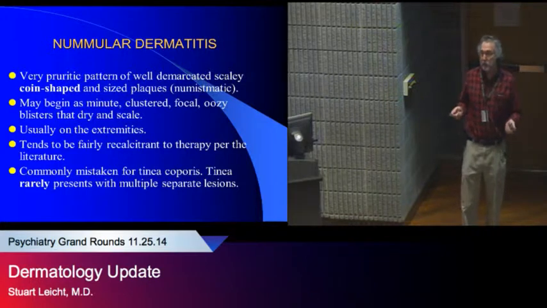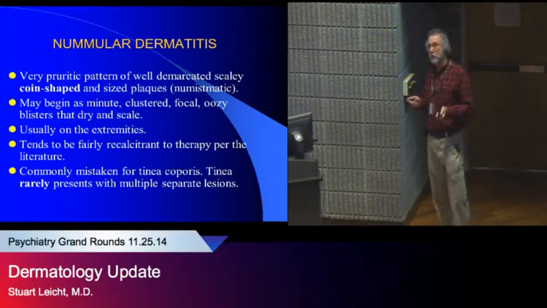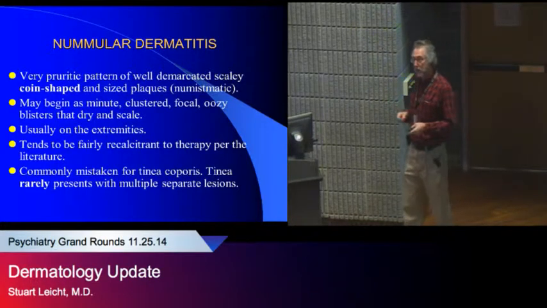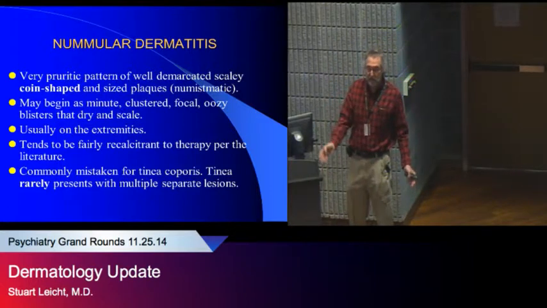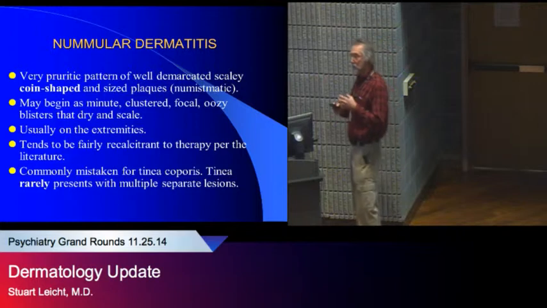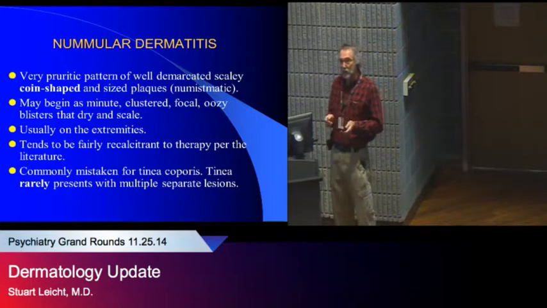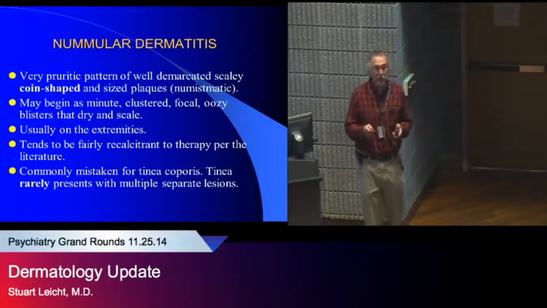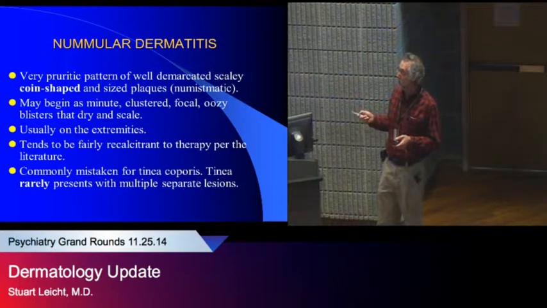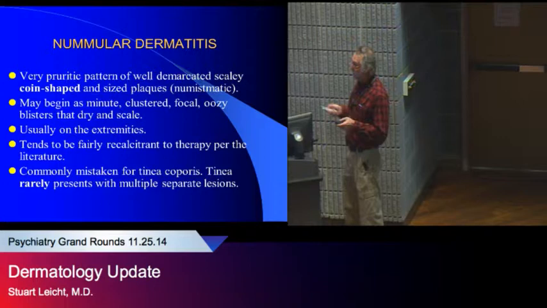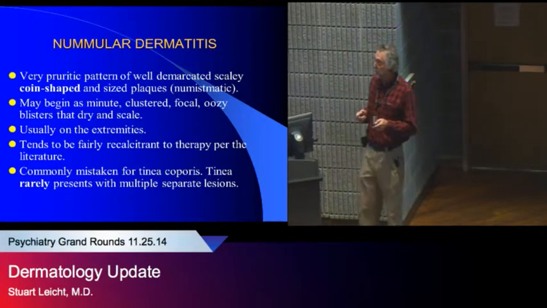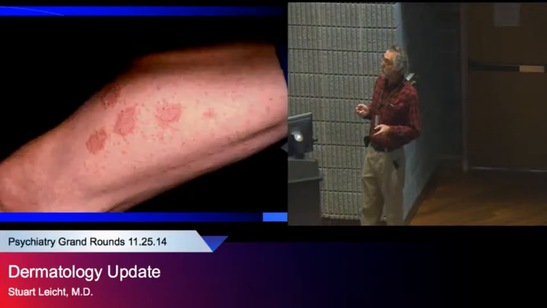For the most part, Tinea Corporis is one large continuous plaque. When I've seen it and it's very extensive and you look at it, it's really the extension of one enormous plaque. You don't get multiple small areas of Tinea Corporis. That really mitigates strongly against the diagnosis. Usually it's on the extremities, tends to be fairly stubborn. And again, as I said, it's commonly misrepresented or misdiagnosed. It rarely presents with separate lesions.